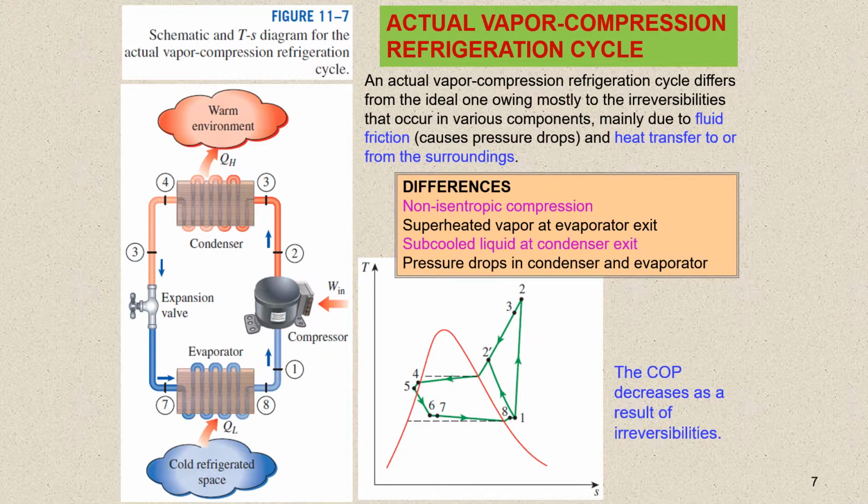Now let's look at the actual vapor compression refrigeration cycle. An actual vapor compression refrigeration cycle differs from the ideal one in several ways, owing mostly to the irreversibilities that occur in various components. Two common sources of irreversibilities are fluid friction that causes pressure drops, and heat transfer to or from the surroundings. The T-S diagram of an actual vapor compression refrigeration cycle is shown in figure 11.7 that you can see in this slide.